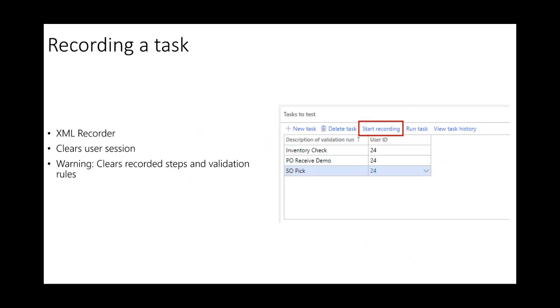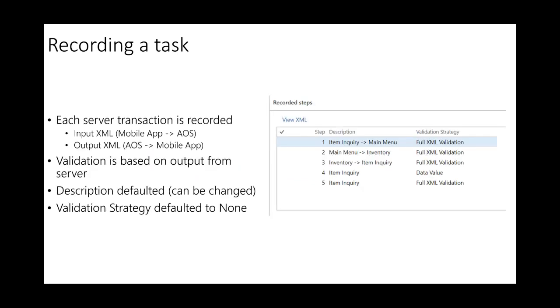So once you've defined the top level business process, you're able to start the recording process by clicking that Start Recording button. This will clear any previously recorded steps and validation rules, as well as reset the user session. While in recording mode, every interaction performed in the mobile app for that specific user account will be recorded. This means the input XML, again, the XML sent to the server, and the output XML, the XML returned to the mobile device from the server, will be saved into a new recorded step object.